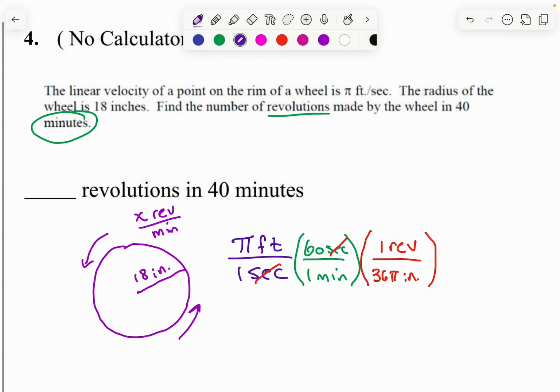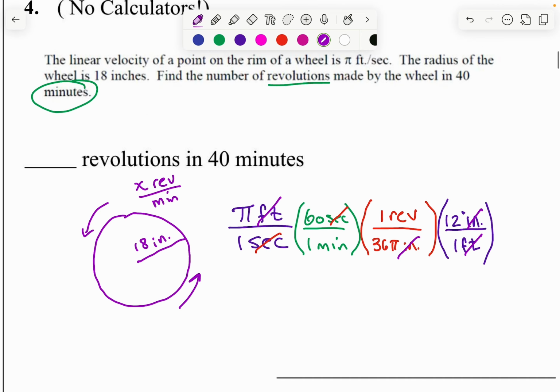Now again, I kind of looked through to cancel units. Nothing cancels. That's because my radius was in inches and my speed was in feet. But we can quickly take care of that by noting that 1 foot is worth 12 inches. Okay, so now two things cancel. And I've got this in revolutions per minute. So that's close. If I can just scale that up to revolutions in 40 minutes, I'll be done.